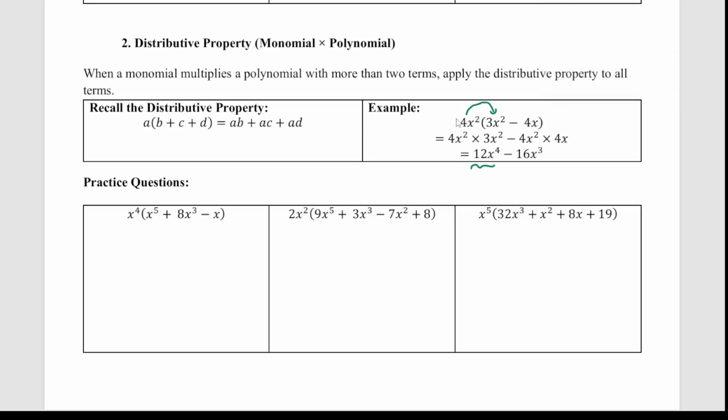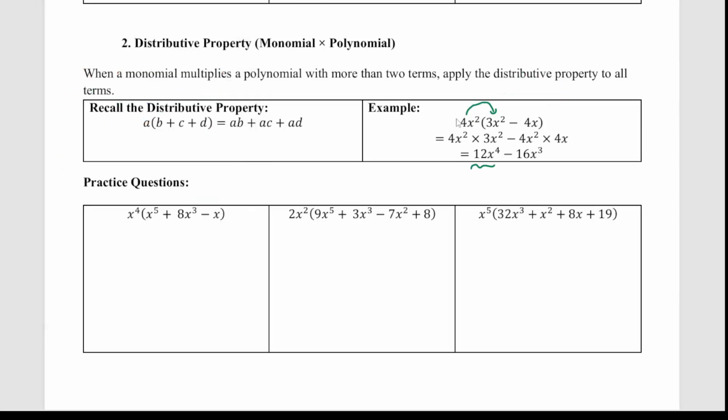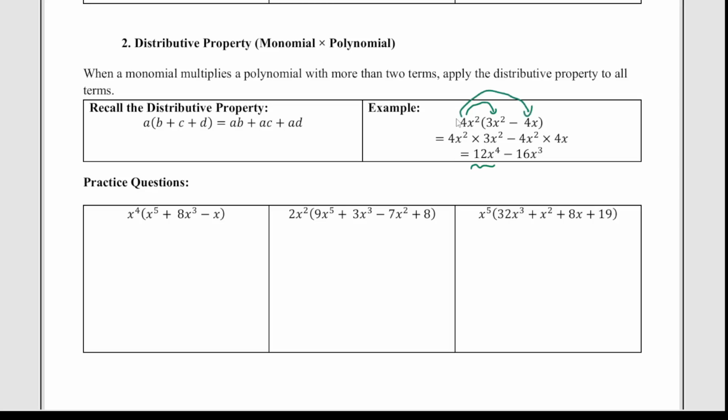And similarly, if we have 4x squared times negative 4x, that is going to give us a negative 16x cubed, because if we have two x's times one more x, that becomes an x cubed. Now let's try some more practice questions here.